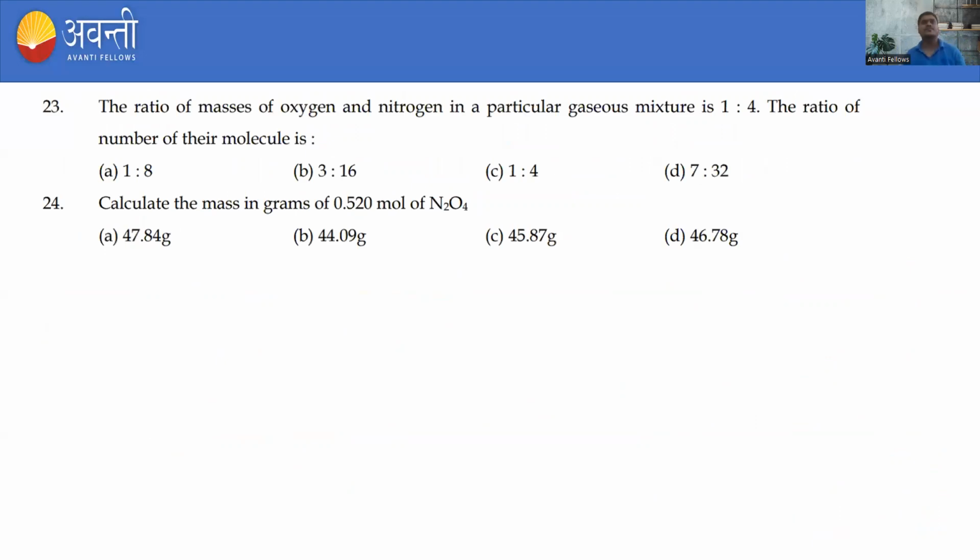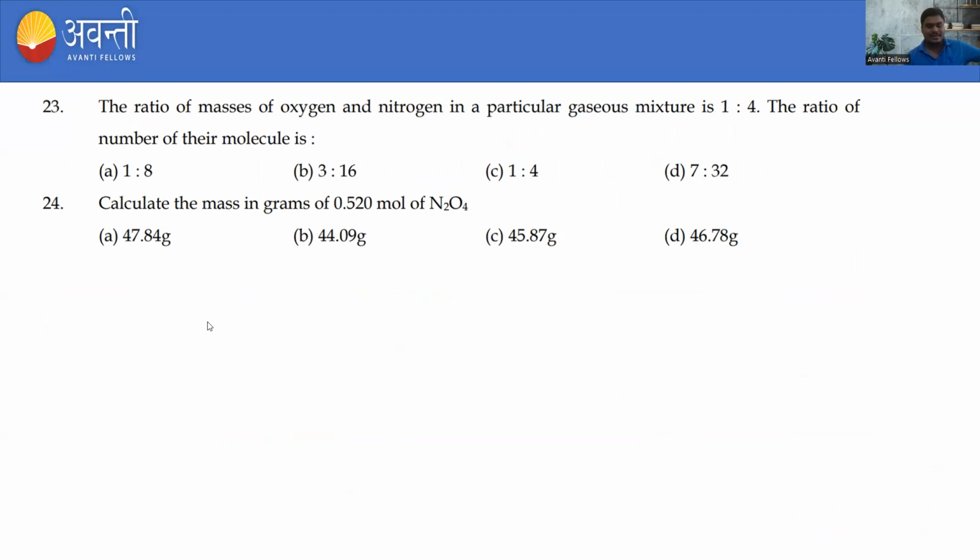Okay, so let's move to the next question, that is question number 23. So in question number 23, they are asking the ratio of the mass of oxygen and nitrogen in a particular gaseous mixture is 1:4. Now the ratio of the number of molecules.